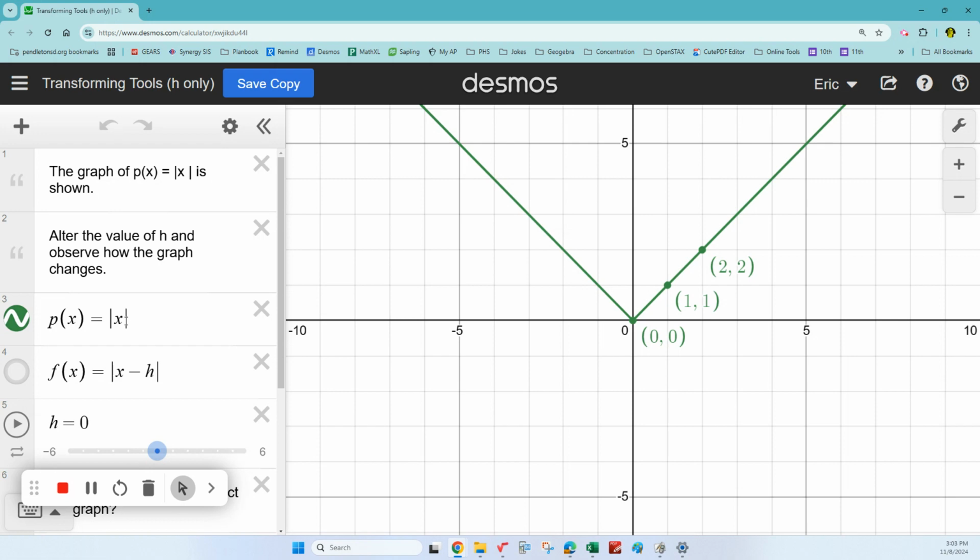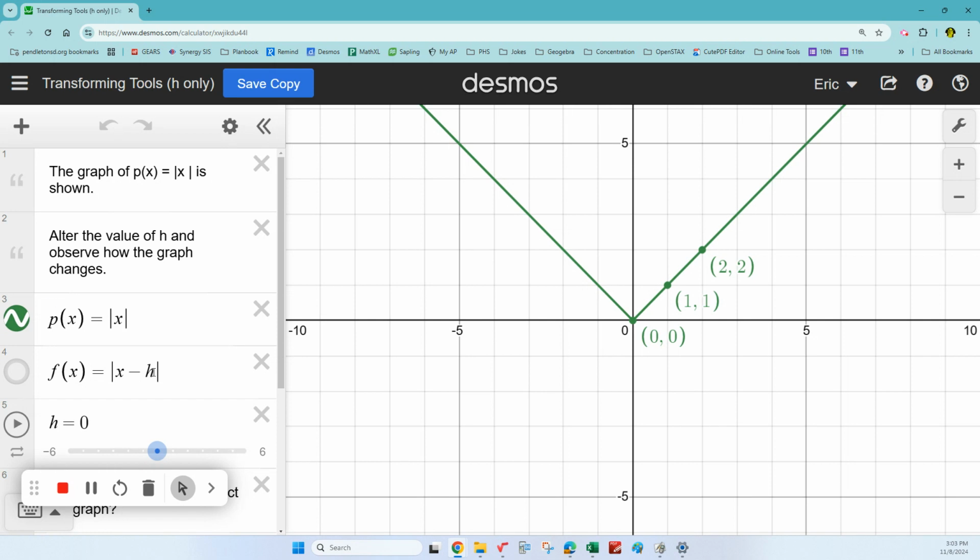For today, our graphs are always going to have this basic, boring parent graph shape where from the vertex, the slope of the right leg is 1 and the slope of the left leg is -1. So in other words, if I wanted to start at the vertex and get to another point, my rise over my run would always just be 1 to get to a second point. Everybody get that?